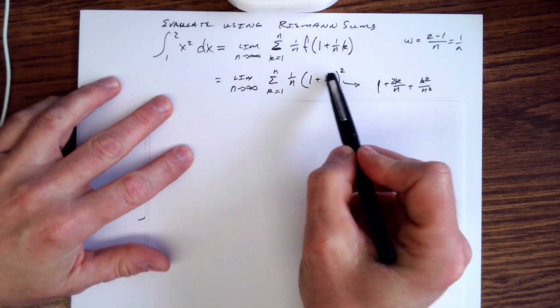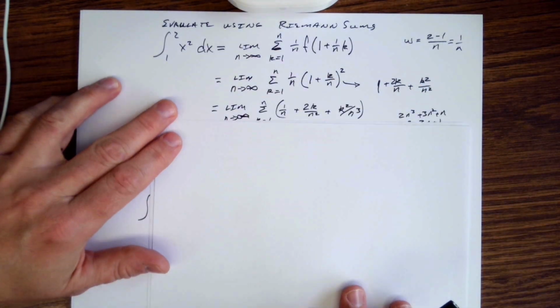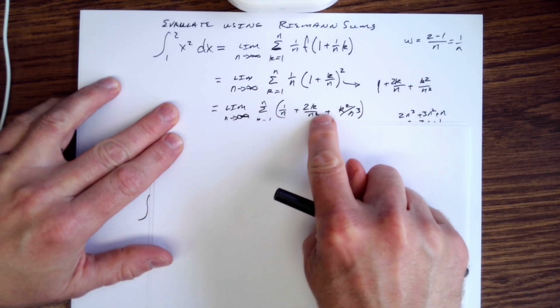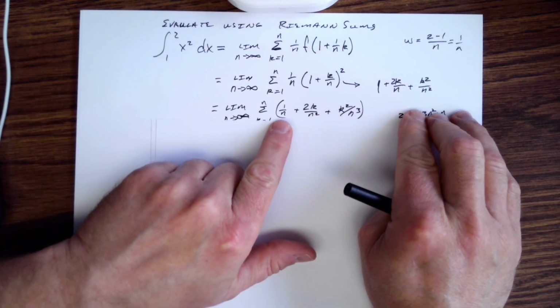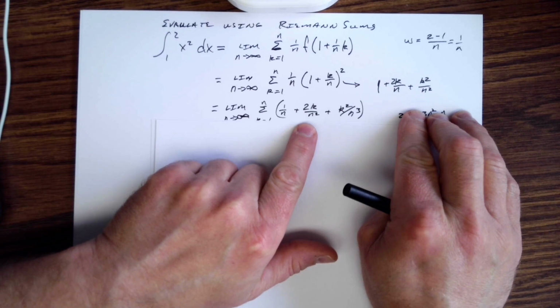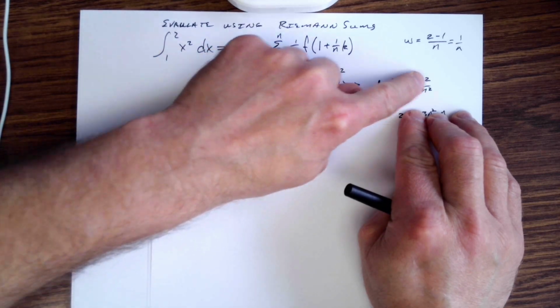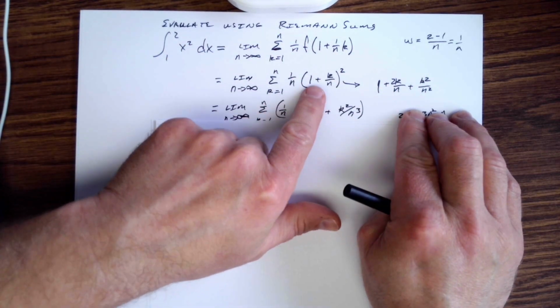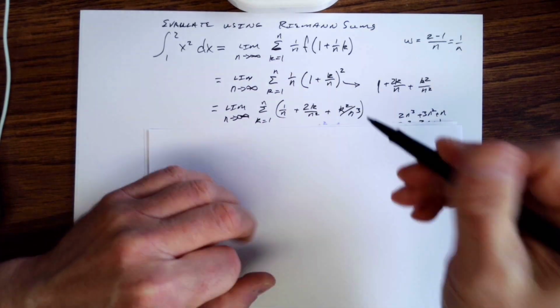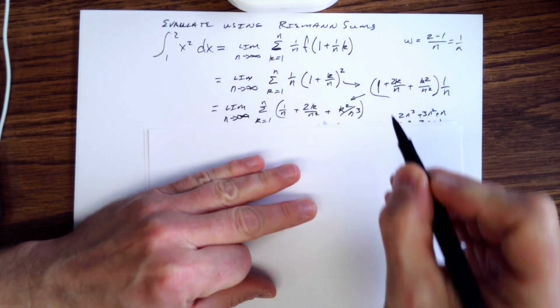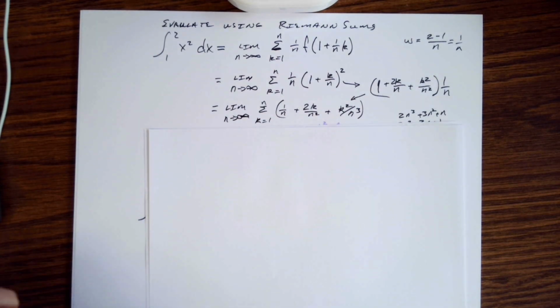So I'm going to take this stuff right here and multiply it out, right? And then I'm going to take that 1 over n and distribute it through, which is where I get these pieces right here from: 1 over n, 2k over n squared, and k squared over n cubed. All right, pause the video for a moment and prove to yourself that this becomes that, and when you multiply this by 1 over n, you get that. Okay, so that's where that came from.